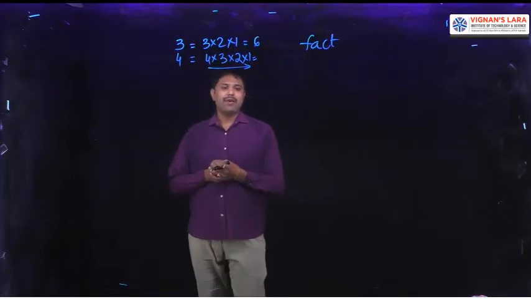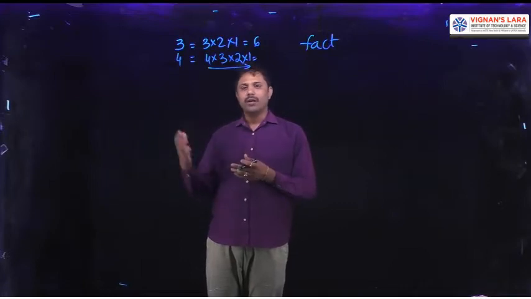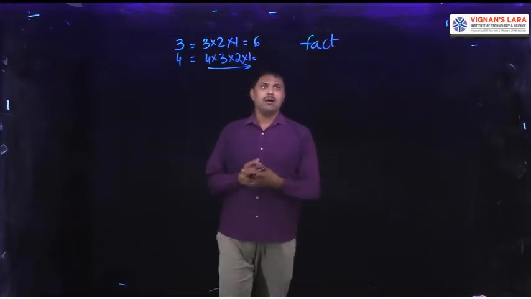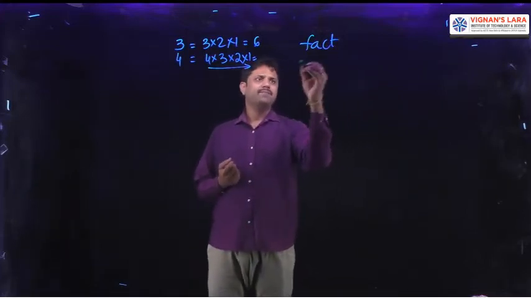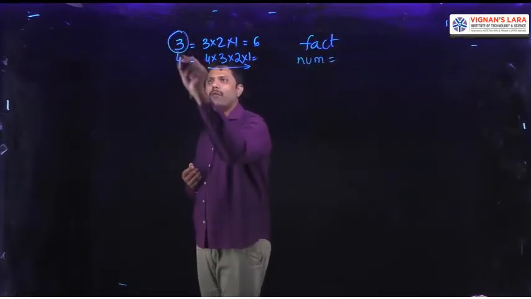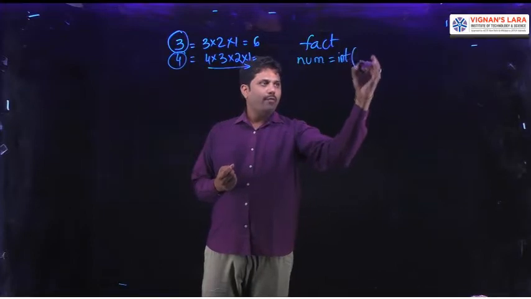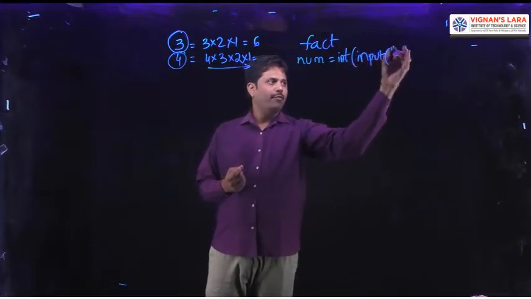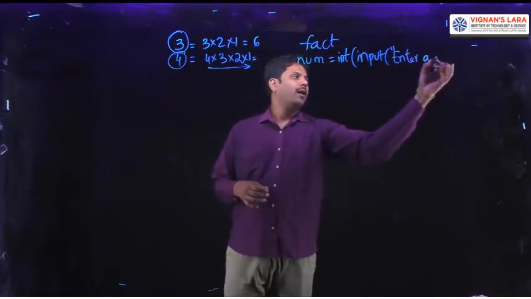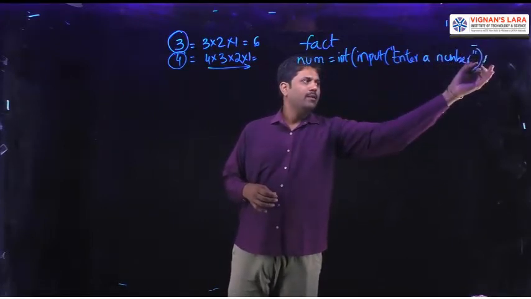For this, Python has very simple code, and you all know the traditional code we learned in the C programming language. Let us see the program. I'm taking num, which is a variable for which we are going to find the factorial. num = int(input("Enter a number")). So there is no need for a semicolon.